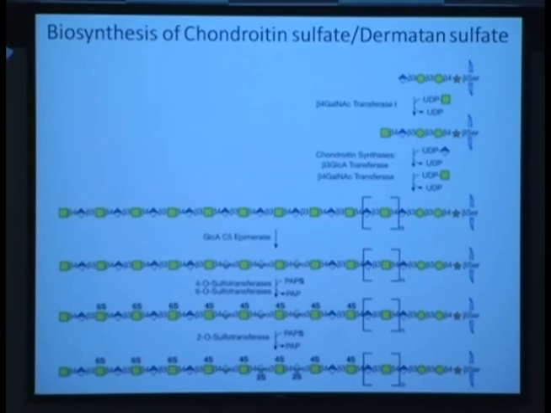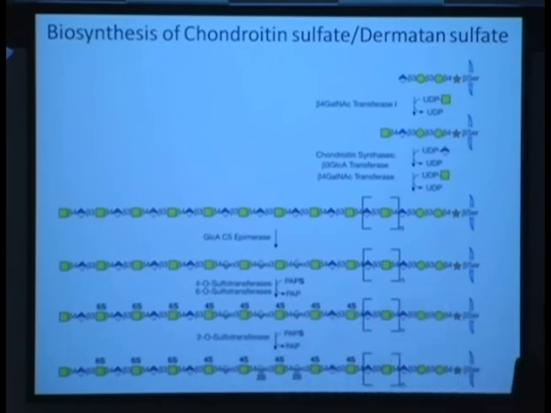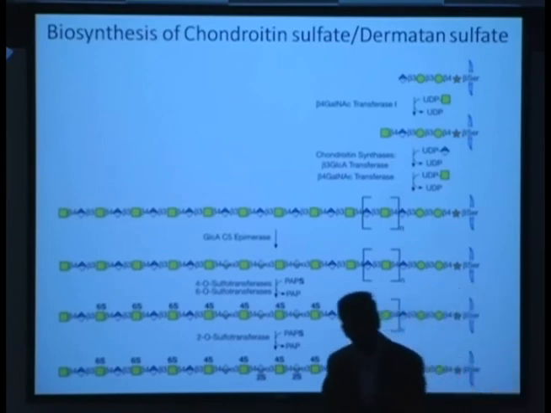So then there's an enzyme called chondroitin synthase. The chondroitin synthase is a bifunctional enzyme. Bifunctional enzyme, I mean it can do two different things, not a single thing. It has two different transferase activities, glucuronic acid transferase activity and GalNAc transferase activity. So therefore it can transfer both glucuronic acid from UDP glucuronic acid and N-acetyl galactosamine from UDP GalNAc, resulting in having repeating disaccharide units attached.